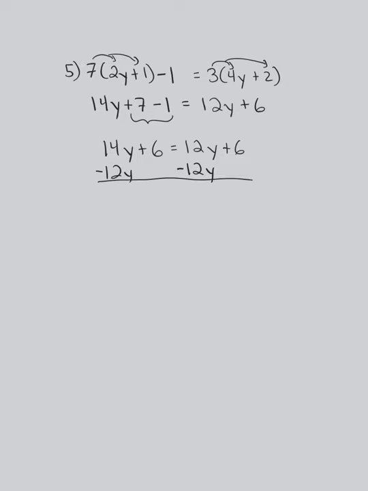Okay, and so 14y minus 12y is 2y. At plus 6, we didn't do anything with. We have 12y minus 12y, that's 0, so all I have left over on my right side is 6. So my variables are on the left, so I want to move my numbers over to the right. And so here I have a plus 6, the opposite operation is minus 6. And so on my left I have 2y equals 6 minus 6 is 0.